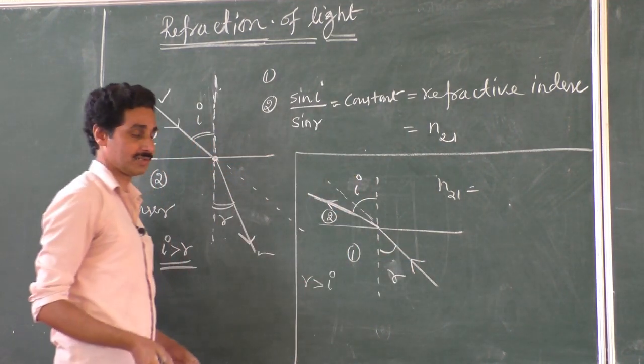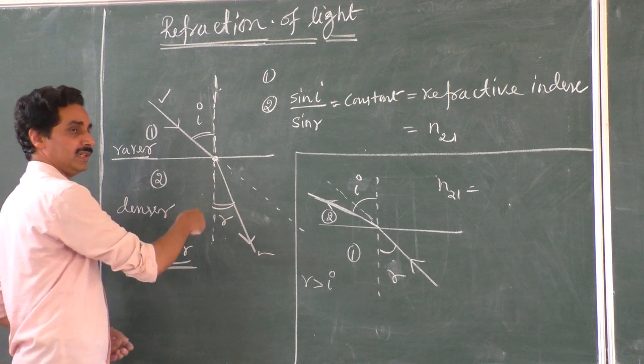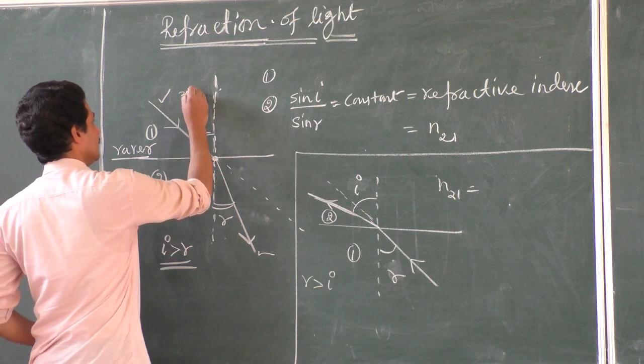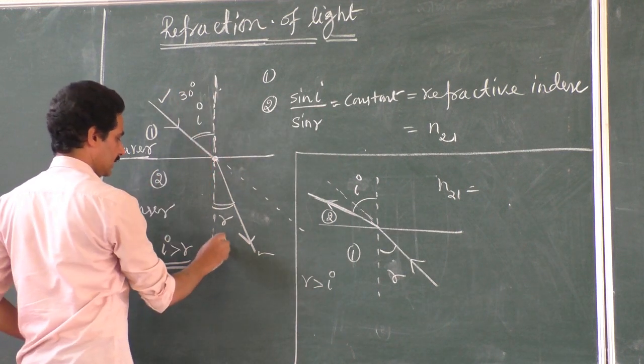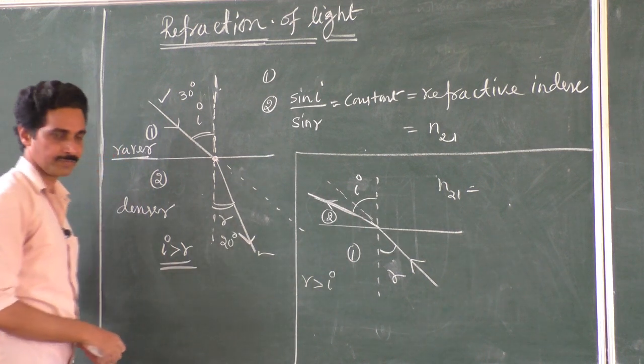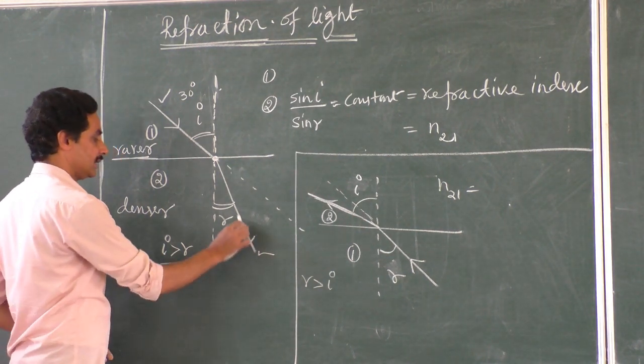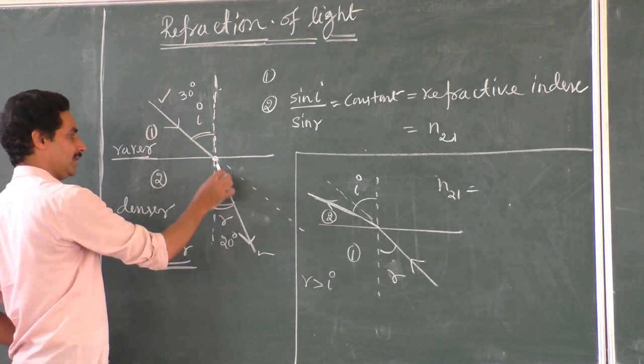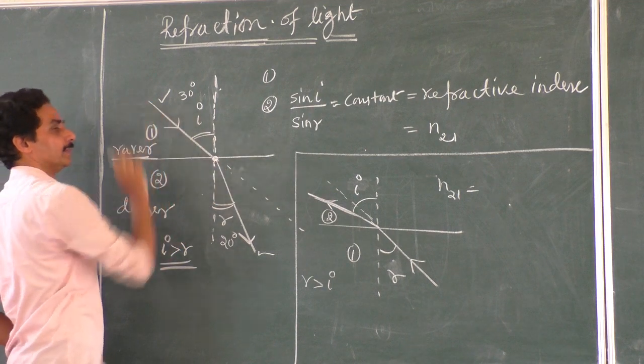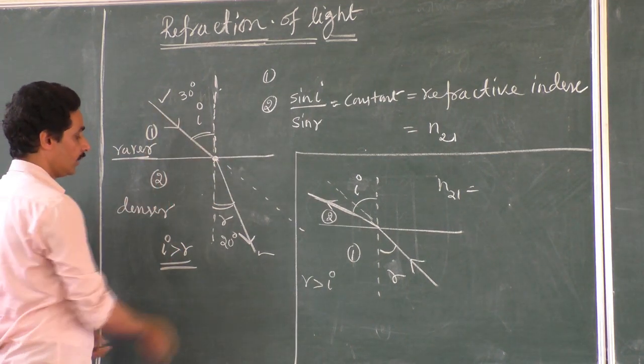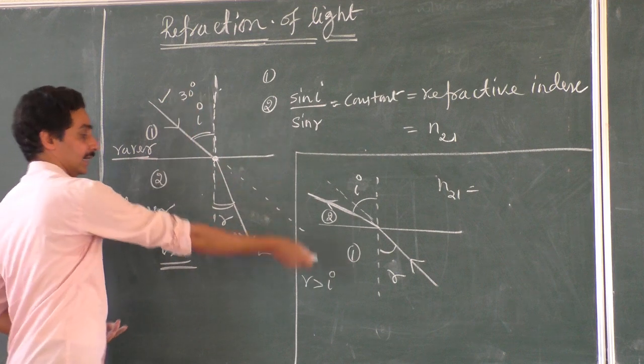Only in terms of notation, suppose you have a medium such that 30 degree is the angle of incidence, say 20 degree is the angle of refraction. If you take a laser beam and put it at a 20-degree angle inside, it will move by 30 degrees. So which is I now? 20 degree. Which is R? 30 degree in this case.